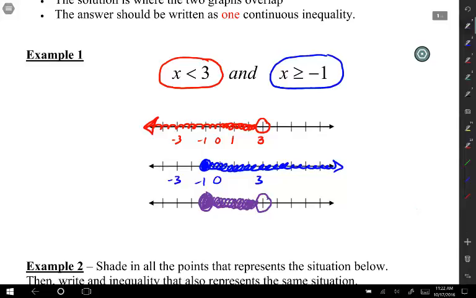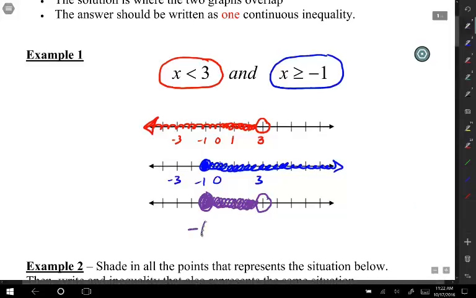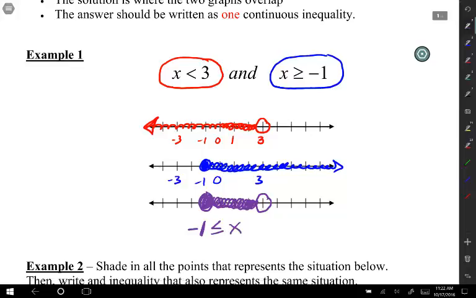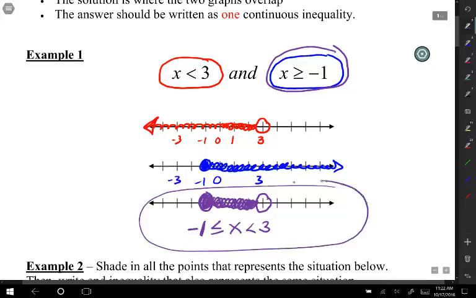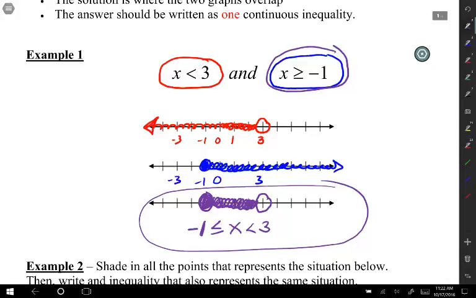Okay? Now let me show you how to write that. Put a -1 on the left, and put less than or equal to x. What I did was, Joe, I read this one up here backwards. And then x is also less than 3. So what I've circled down here on the bottom, that's our answer to our conjunction. Grace, it's also called a compound inequality. So what's purple? I want not just one thing to be true, Luke, but both things to be true. And that's what a conjunction is.